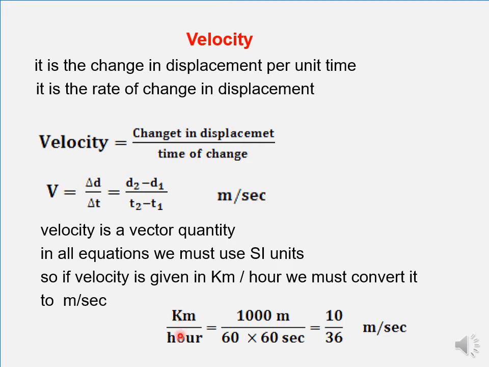لو عندي كيلومتر بير اور كده الكيلومتر 1000 متر الأور 60 times 60 second يبقى 10 divided by 36 meter per second. يبقى لو عندنا velocity in kilometer per hour to convert it to meter per second we multiply it by 10 divided by 36.